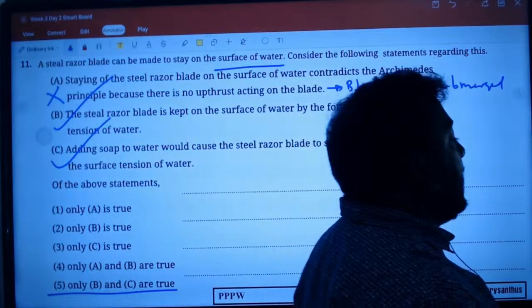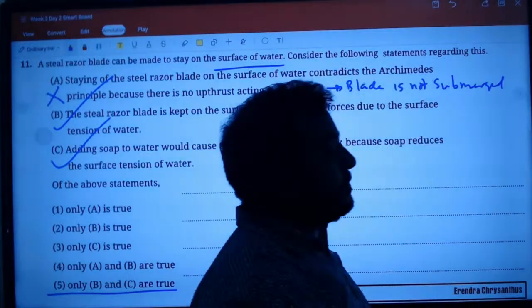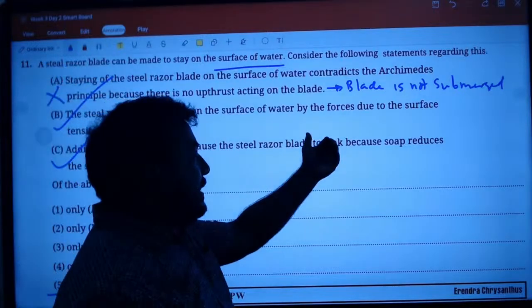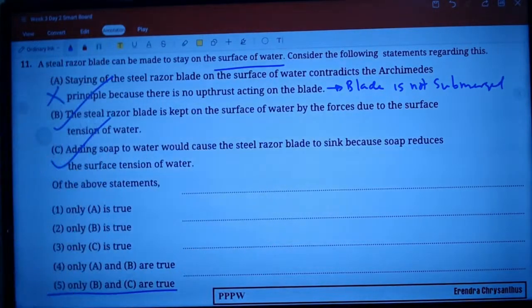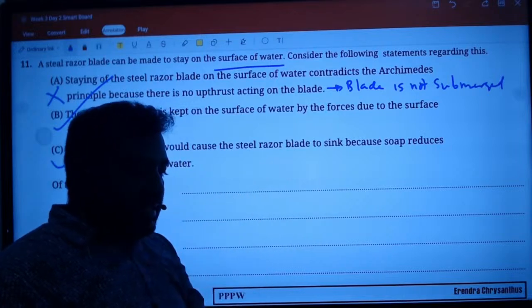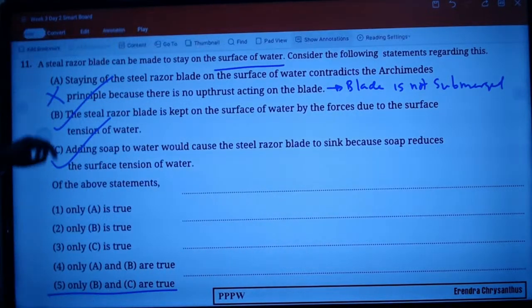When soap is added, the surface tension reduces, causing the razor blade to sink. Right. So how is it kept up? Because of surface tension. So if surface tension reduces, it will sink. Okay.